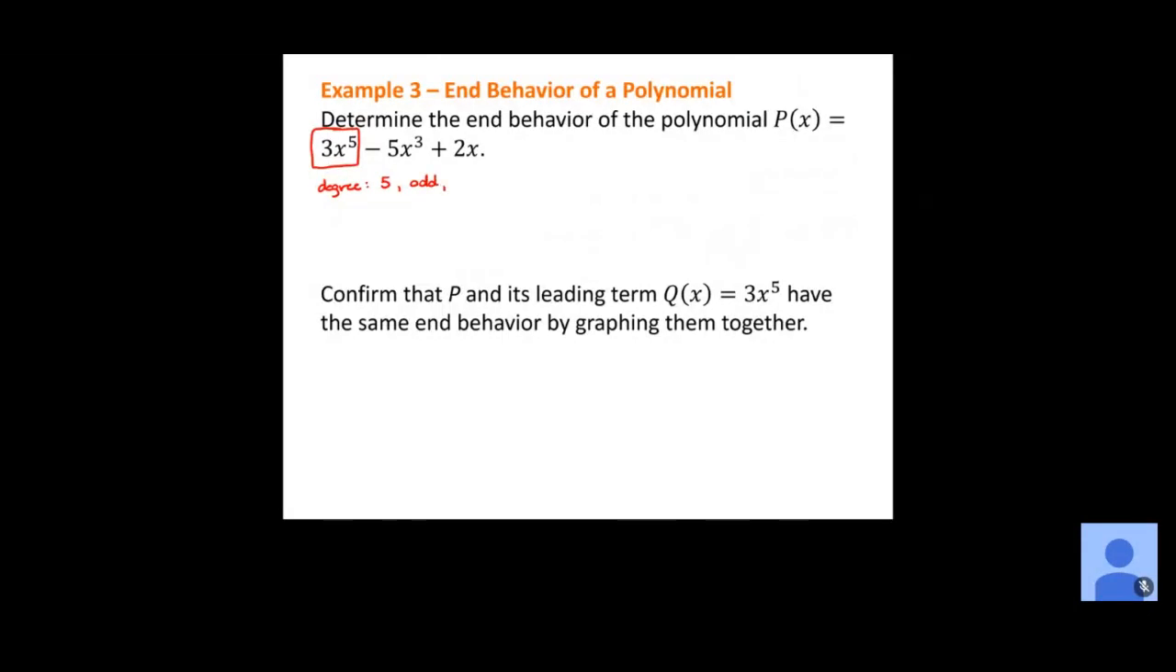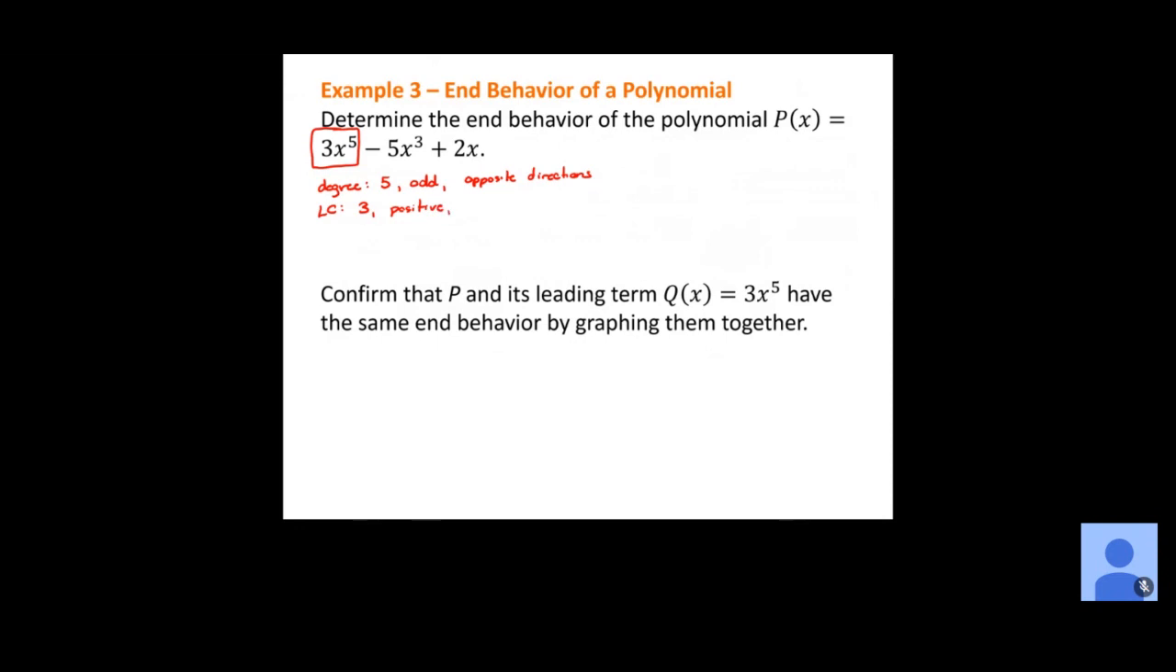Because we have an odd degree, what that tells me is that my ends are going in opposite directions. Now, once we have the degree, we're going to look at the leading coefficient. I'm just going to abbreviate that LC from now on. The leading coefficient this time is 3. Now, this time we care whether that's positive or negative. Well, the leading coefficient is a positive value.